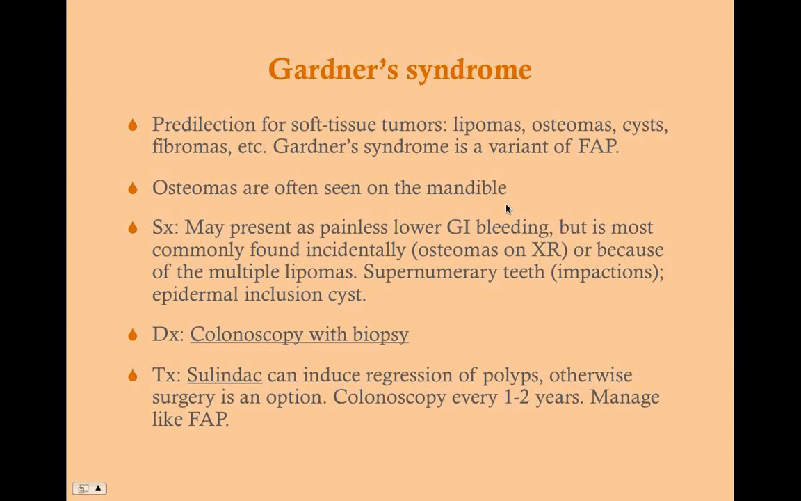Okay, what is Gardner syndrome? Gardner syndrome is a variant of familial adenomatous polyposis, FAP. These patients also have a predilection for other soft tissue tumors, namely lipomas, osteomas, cysts, and fibromas. Particularly in patients with Gardner syndrome, they're going to have osteomas in the mandible.